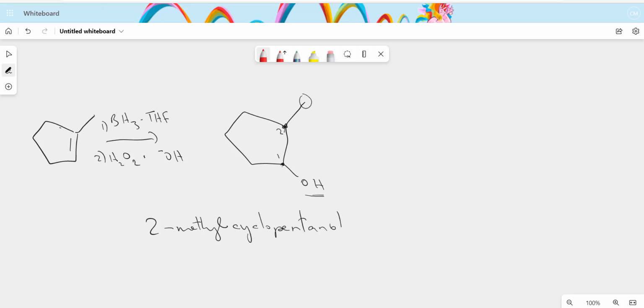And again, my preference is to keep the numbers in. So 2-methyl cyclopentan-1-ol. Or you could have a 2-methyl 1-cyclopentanol. So my preference is this one.